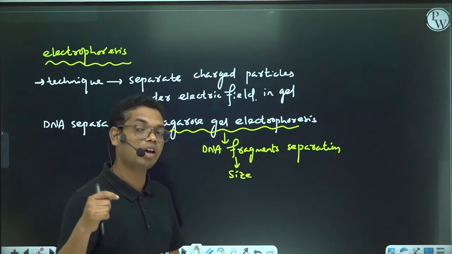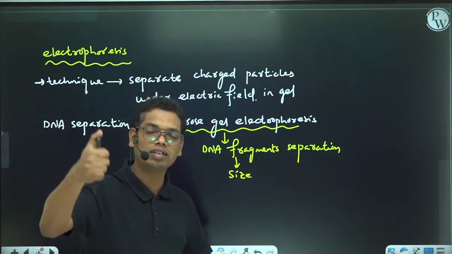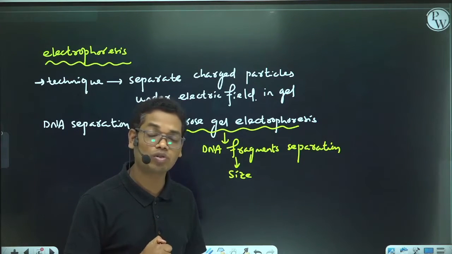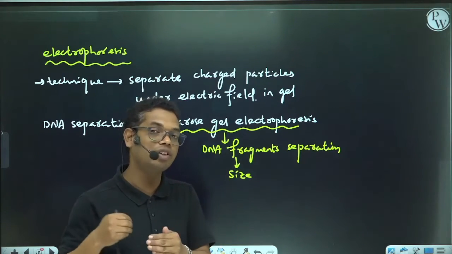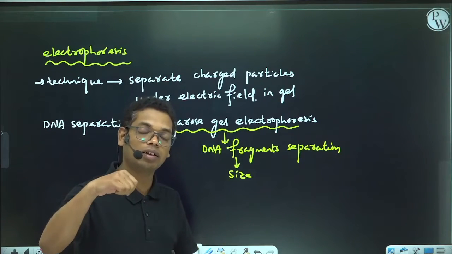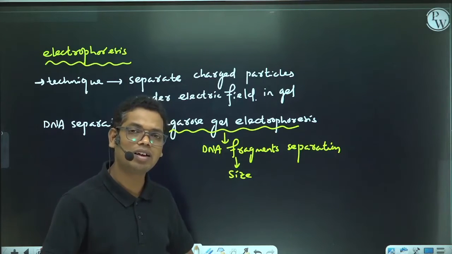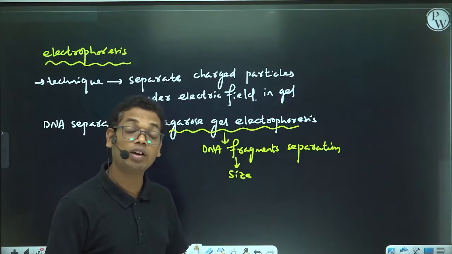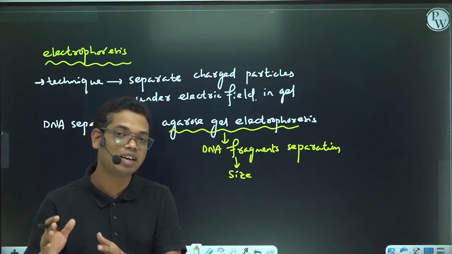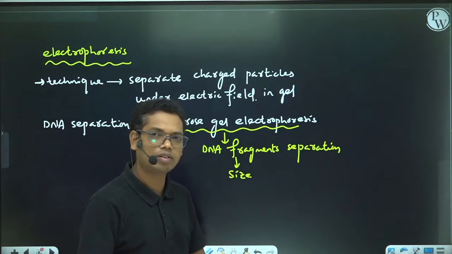First of all, I will collect the DNA sample. Then I will digest the DNA molecules with the restriction endonuclease, so I will get DNA fragments of different lengths. Then I will load the DNA molecules in the gel, and I will allow the electrophoresis to run. Now the separation of the DNA fragments will be decided by the size of the DNA fragments.